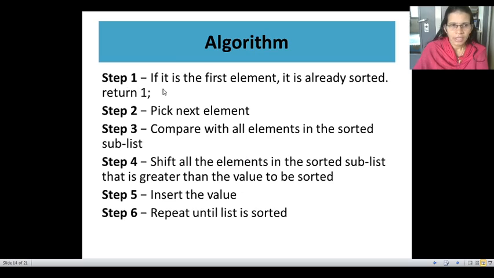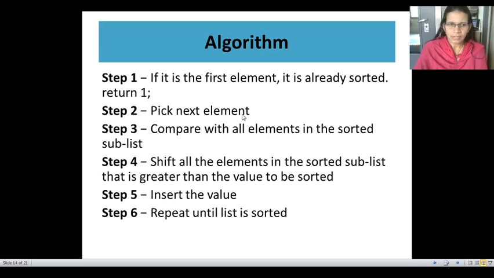Step 1: if it is the first element, it is already sorted, return. Means consider the first element as the sorted list. Then pick the next element. If it is the first element, it is already sorted, meaning if a list has only a single element, you consider it a sorted element. If there are many elements, then consider the first element as a separate list, and this is your sorted list.